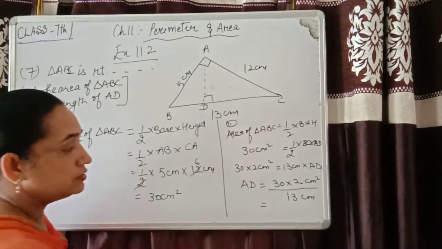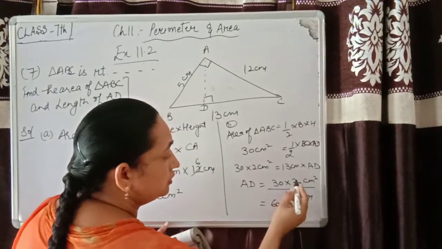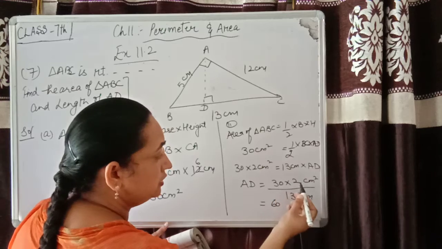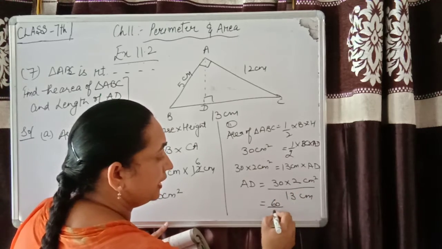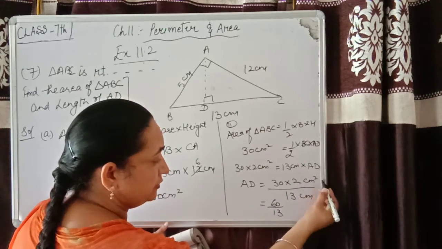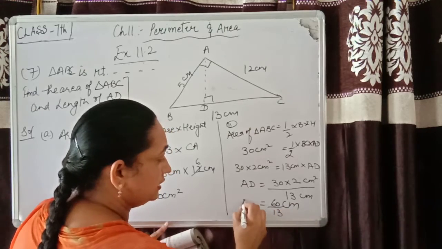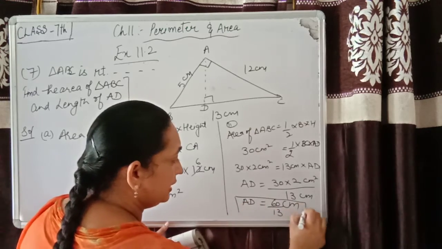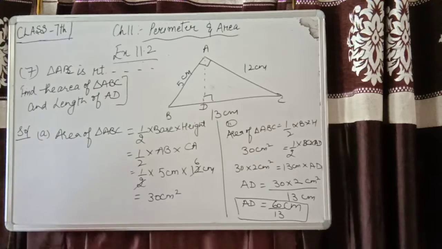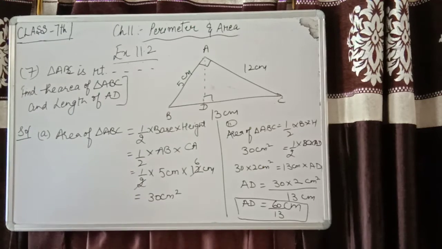If cutting is possible, do it, otherwise cutting is not possible. So 60 by 13, and centimeter square cancels with one centimeter, so only in centimeter. So AD is 60 by 13 centimeter. So this is the length of AD.